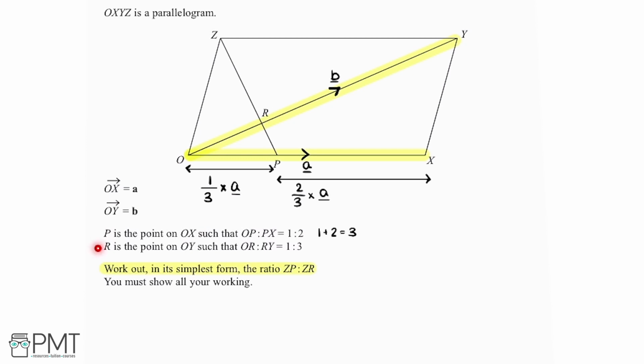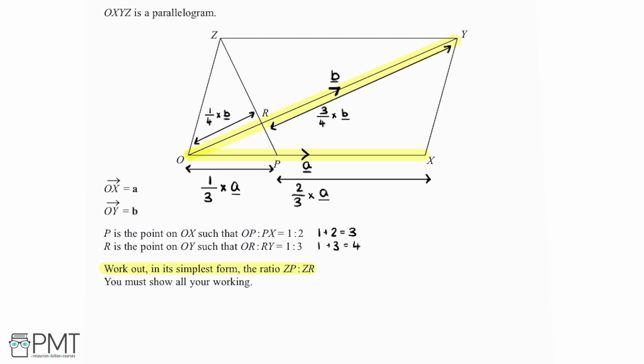Now let's do the same for the second line. R is a point on OY such that OR to RY is in the ratio 1 to 3. Adding that up to get the total, we're out of 1 plus 3, which is 4. So OR is 1 out of 4, multiplied by the total, the vector B. A quarter of the vector B is this portion here. Now RY, the rest of it, is 3 out of 4, multiplied by the vector B.